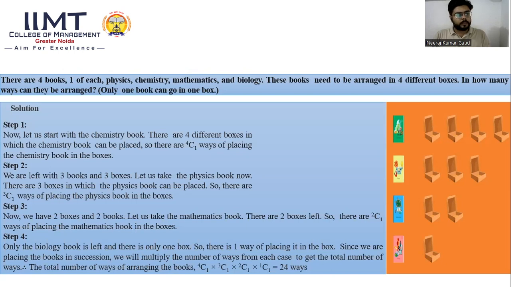Since we are placing the books in succession, we will multiply the number of ways from each case to get the total number of ways. The total number of ways of arranging the books will be 4C1 cross 3C1 cross 2C1 cross 1C1, which comes out to be 24 ways.